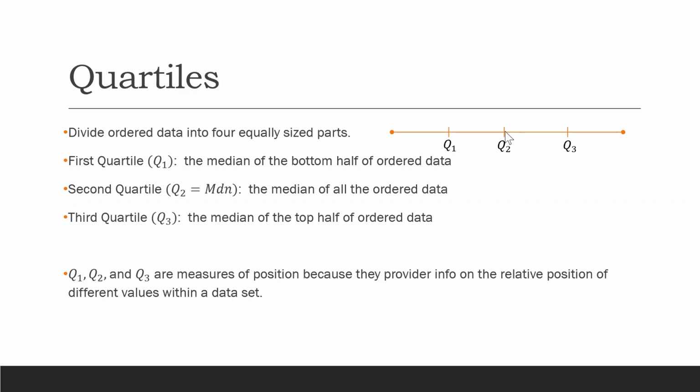But these are measures of position because they provide information on the relative position of the different values within our data set. We'll be able to know, okay, well, am I in the bottom 25%? Am I in the top 25%? just by knowing what Q1 and Q3 are. And that's why these are measures of position.